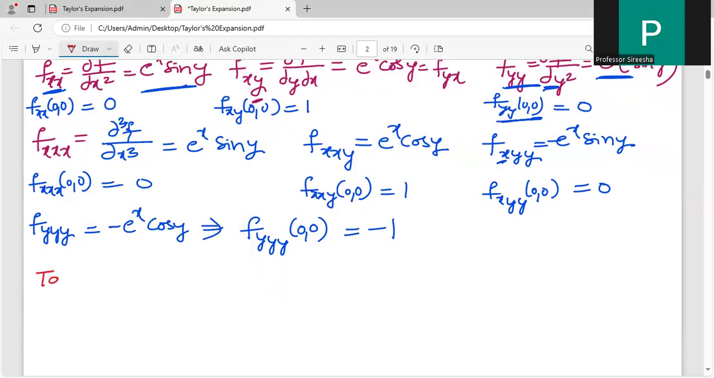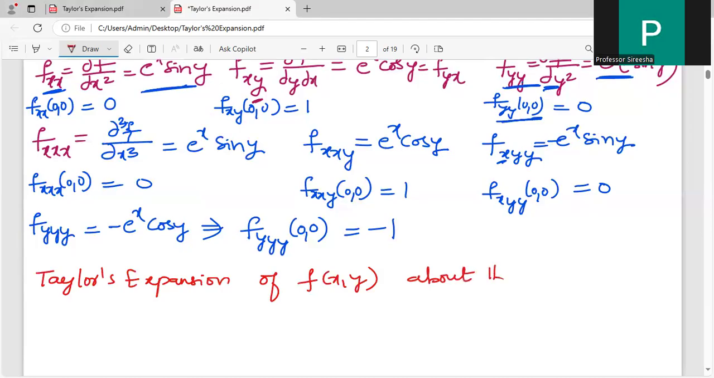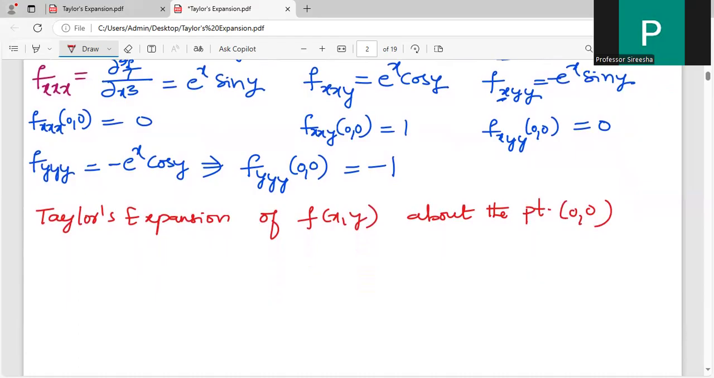Taylor's expansion. T is the name of a mathematician, so I'll be putting it capital. Taylor's expansion of f of x comma y about the point 0 comma 0. What will I get? See here.